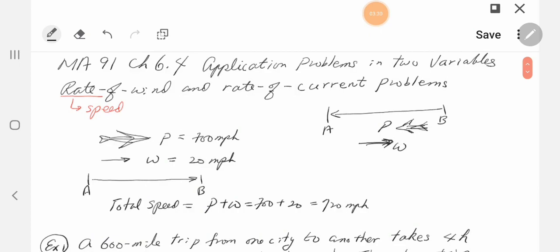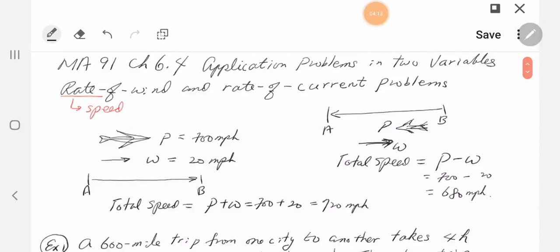So when you go against the wind, what will be the total speed of the plane? You have the airplane speed, and the wind is blocking the speed, so the actual speed will be a subtraction. You subtract the wind speed from the plane speed, so it will be 700 miles per hour minus the wind speed of 20. So it will be 680 miles per hour.